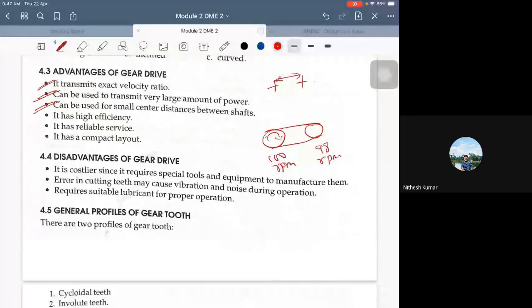Next one, it has high efficiency and reliable service, in the sense that it will keep working for years together without any interruption. You just have to provide some lubrication, and that's enough. That's why it is more reliable, and it has a compact layout. Again, think of the watch. In a watch also, small gears are used. It can be made very compact in design so that the transmission occurs in a very small space. Now we shall go with the disadvantages.